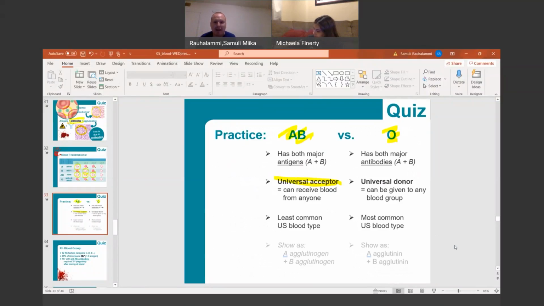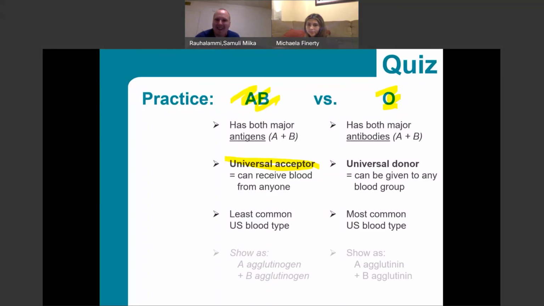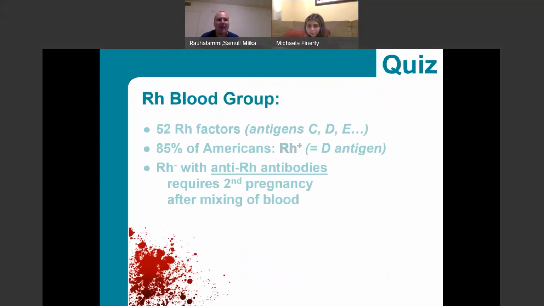So that's really the big thing. You can drag these statements, whether it is A and B, AB blood type, or is it blood type O? Did you get those? Yes. Perfect. I'm just going to move ahead and show the next one.